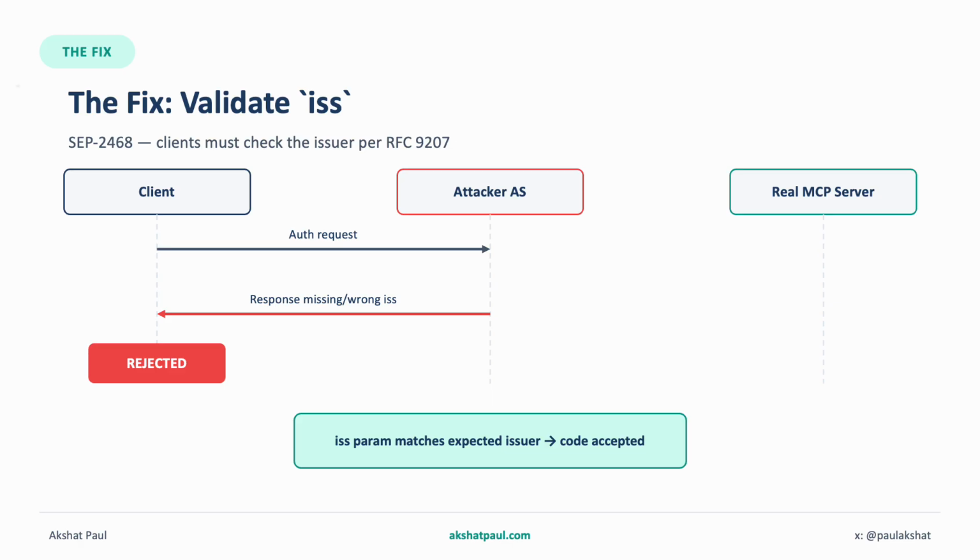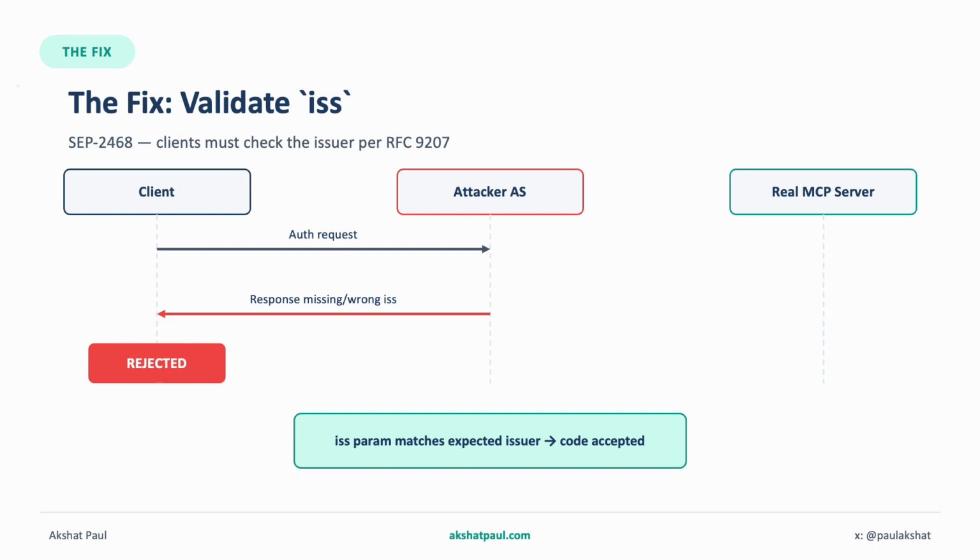One important detail. Right now, this is a "should." Authorization servers should supply ISS. But the spec explicitly says that in a future version, clients will be expected to reject any response that omits ISS entirely. So if you're running an authorization server for an MCP integration, the message is clear. Start supplying ISS now before it becomes mandatory.